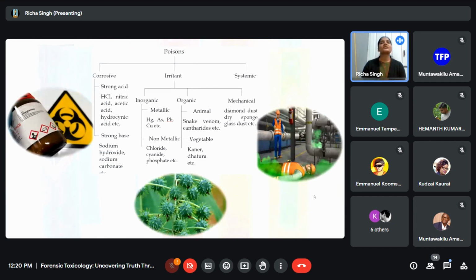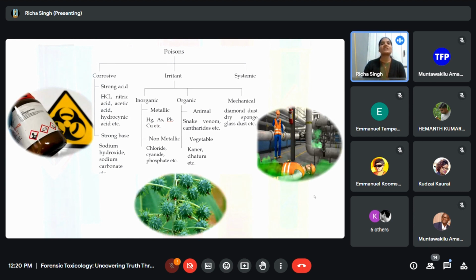Then moving further, that is organic, which is basically classified as animal and vegetable, or you can say plant poisons. In animals, we have snake venom, scorpion venom, spider venoms, and then in vegetables, we have Canade, Datura, Atropa belladonna, Colocasia, etc.